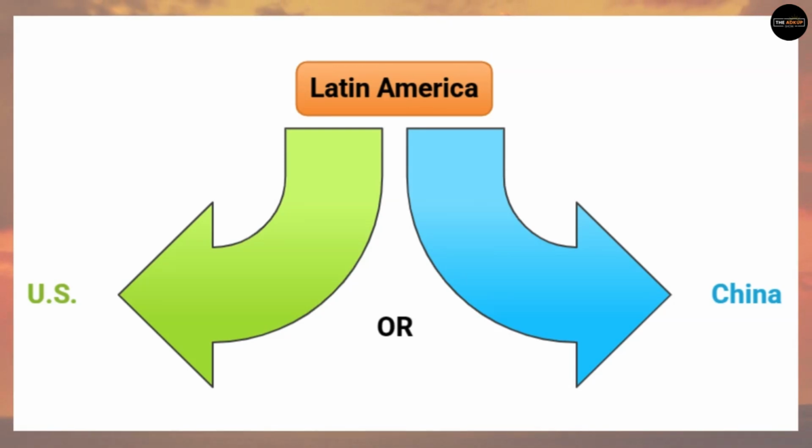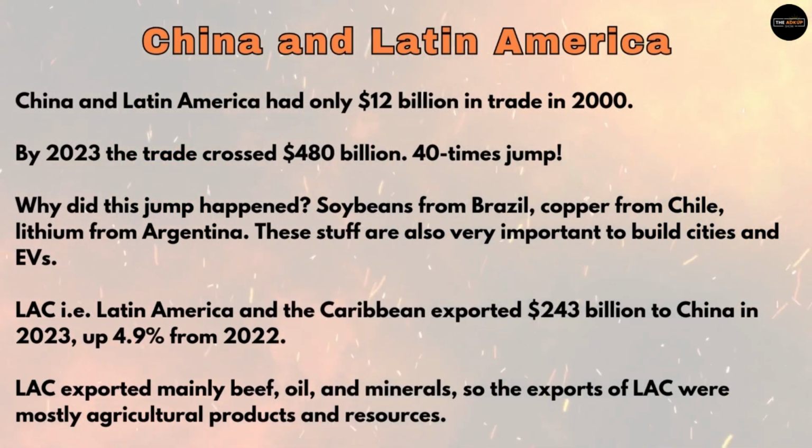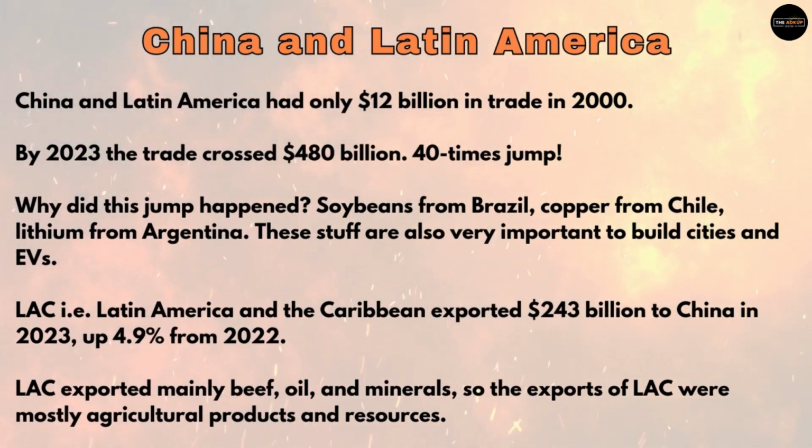Let's dig into the numbers, starting with China, because that relationship's been wild. China and Latin America were barely a thing in 2000. They had only $12 billion in trade. But by 2023, the trade crossed $480 billion. That's a 40 times jump. And why did this jump happen? Well, China is a hungry country. It's currently the most industrious nation. Soybeans from Brazil, copper from Chile, lithium from Argentina. These things are in big demand in China, and they are also very important to build cities and EVs.